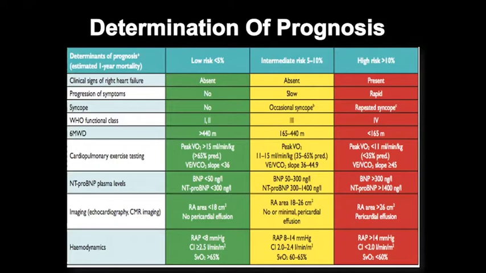Similarly, WHO functional class, and we will discuss that in further slides, if they are already in class 4, that means they are short of breath at rest, and it's difficult for them to do their ADLs without feeling short of breath. They are at a high risk. Similarly, we do a 6-minute walk test in our clinic. If they walk less than 165 meters, they are at a high risk.